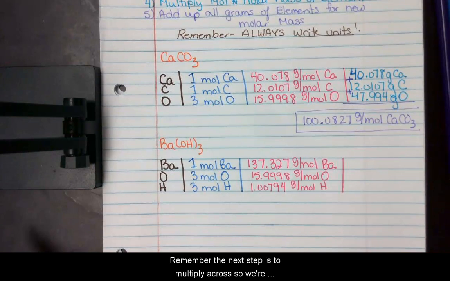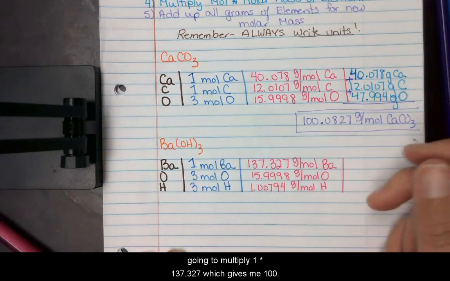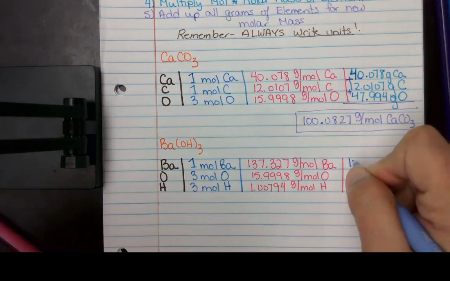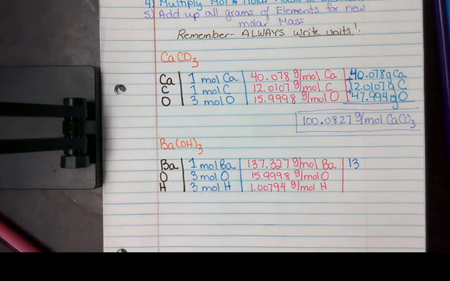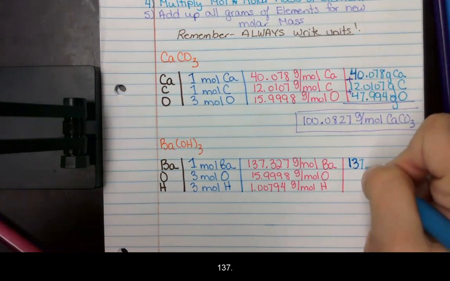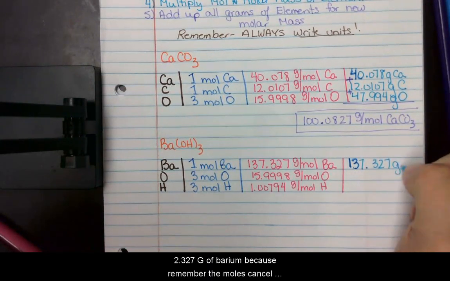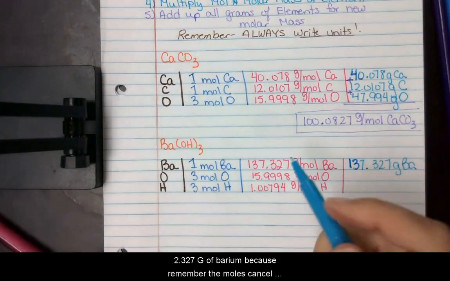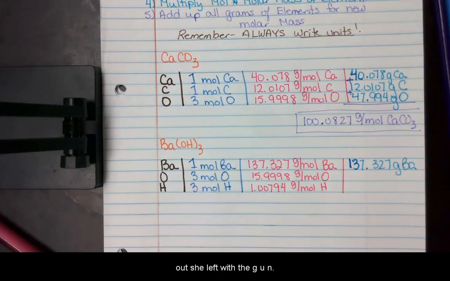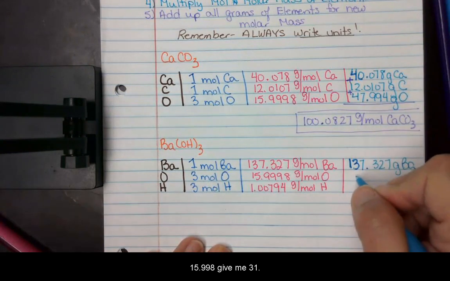So remember, the next step is to multiply across. So we're going to multiply 1 times 137.327, which gives me 137.327 grams of barium. Because remember, the moles cancel out, so you're left with the grams unit. So you've got 3 mole oxygen, so 3 times 15.998 gives me 31.